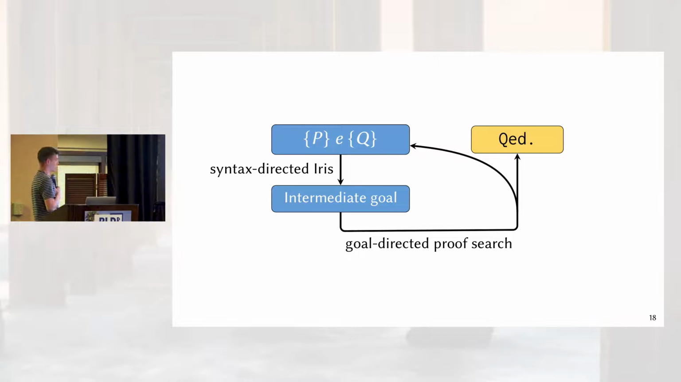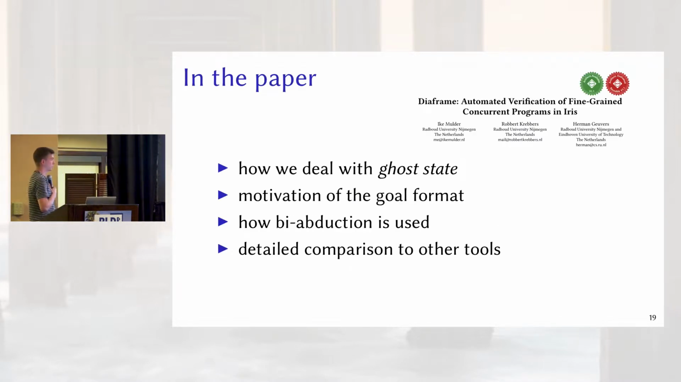All right, so we talked about the syntax-directed versions of the Iris proof rules and the goal-directed proof search. In the paper, you can find additional details on how we dealt with ghost state, which is another key ingredient of how Iris is able to verify programs with fine-grained concurrency, give more motivation of the goal format, and specifically show how we use bi-abduction. And of course, you can find a more detailed comparison to other tools.